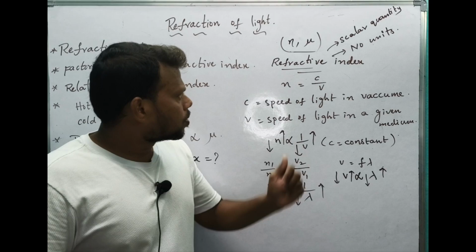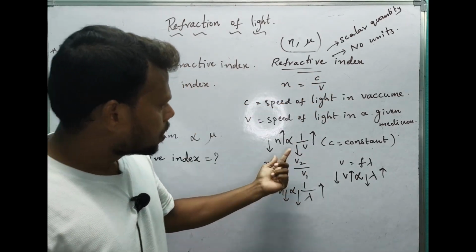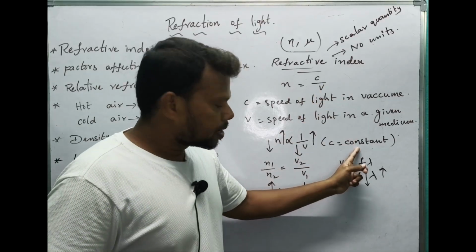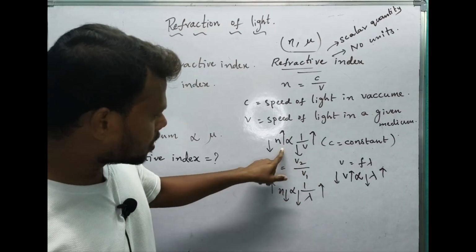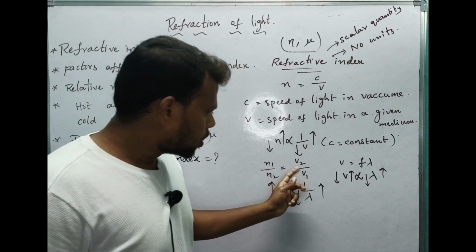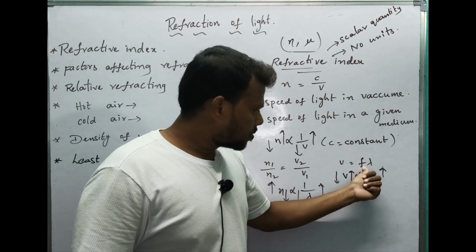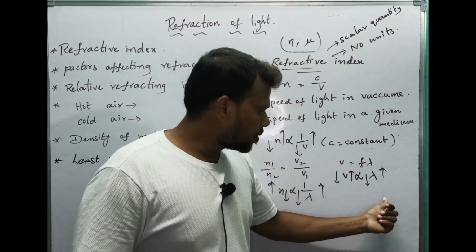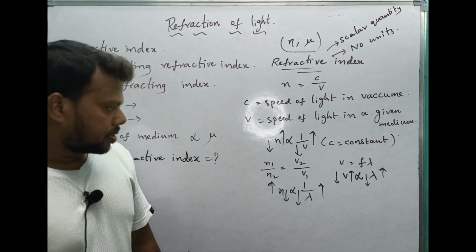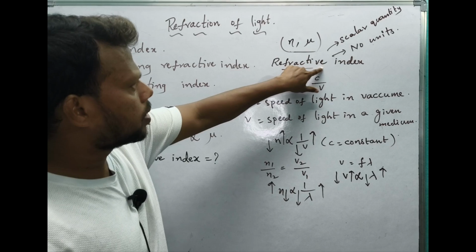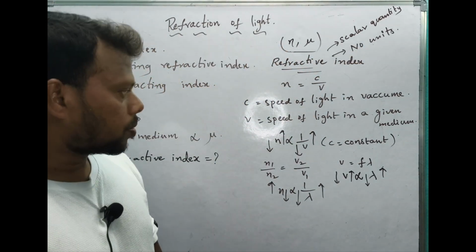So what is the refractive index? The ratio of speed of light in vacuum to speed of light in the given medium. The speed of light c remains constant, and n is inversely proportional to the speed of light in the given medium. From this relation, we have n1 by n2 equal to v2 by v1, and v equal to f lambda. The frequency remains the same during refraction, so v is directly proportional to wavelength, and then n is inversely proportional to wavelength of light. It is a scalar quantity with no units, represented by small n and mu.